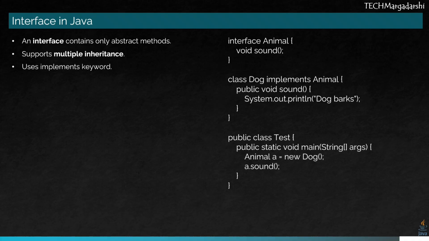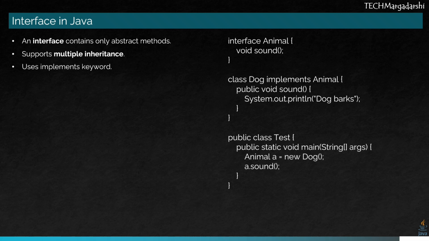Now let's talk about interfaces in Java. An interface is a blueprint just like a class, but it contains only abstract methods. This means it tells what to do, but not how to do it. One major advantage of interfaces is that they support multiple inheritance, which Java does not allow with classes. In Java, we use the implements keyword to implement an interface.